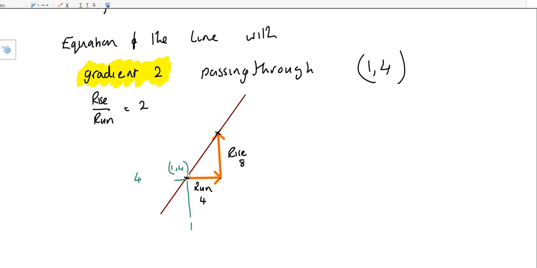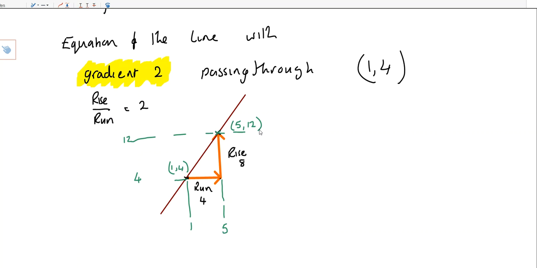I know it's got a gradient of 2, which means if this coordinate is 1, 4, let's say I run 4, what will this coordinate be? It'd be 6, 2 and 8. 2, 8. I've run 4. So if that's 1, it would be 5 and 12. Okay, so the coordinate here would be 5, 12.